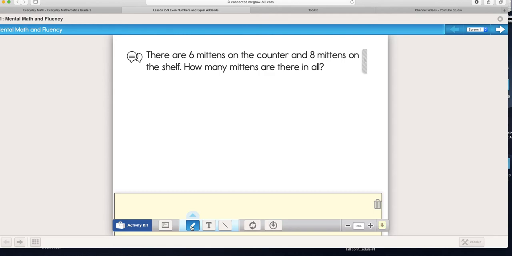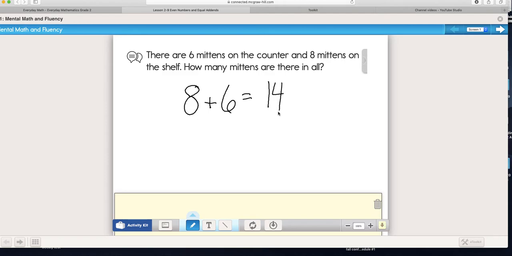I started at 8 and counted up 6 more. So if you counted up 6 more, did you add or did you subtract? Add 6. Okay, so you started at 8, you added 6 or counted up 6 more, and you got 14. Is there anybody else that solved this in a different way?